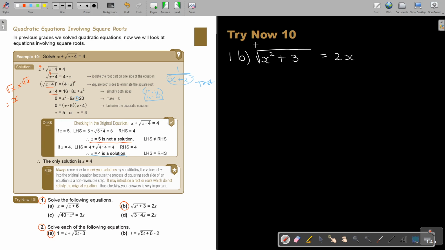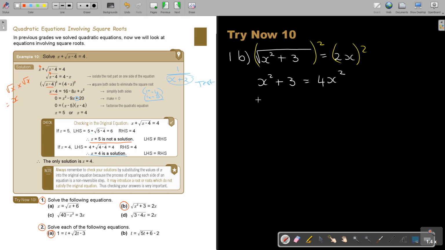So I can basically just go and I square both sides. This is the equation. What I do to one side, I do to the other side. And then I will end up with x squared plus 3. And then 2 times 2, that's 4x squared. And then I'm just going to end up with, okay, let's just see what I'm getting here.